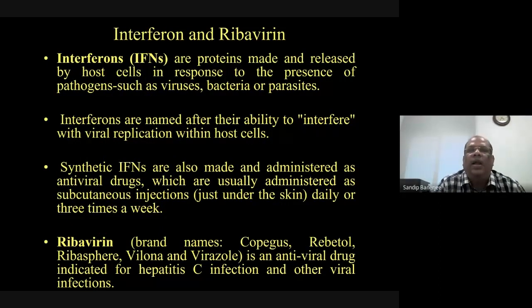Now, what do this interferon and ribavirin do? Interferon is some sort of protein which is inside your body, and it is also available synthetically. They basically stop the viral replication, because as we know, the virus replicates and also kills. And at the same time, ribavirin is a drug which has been developed, and it basically kills the hepatitis C virus and other viral infections.